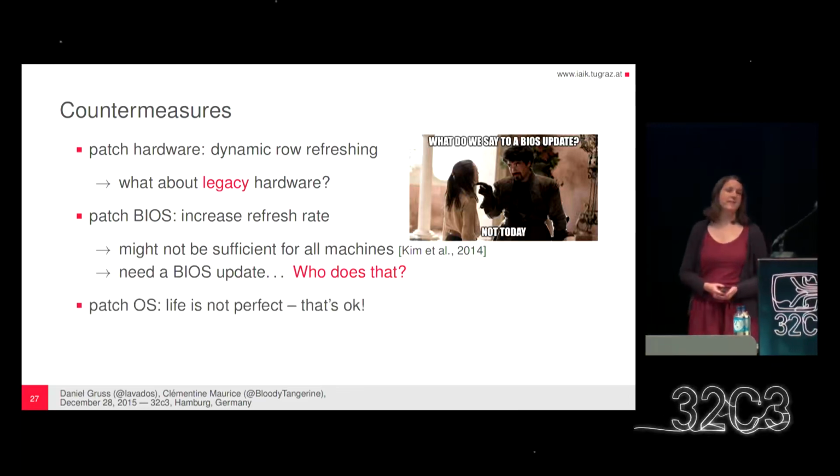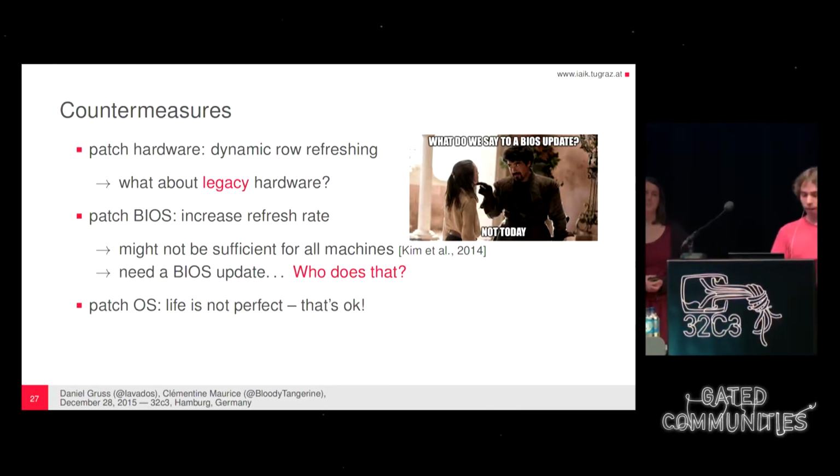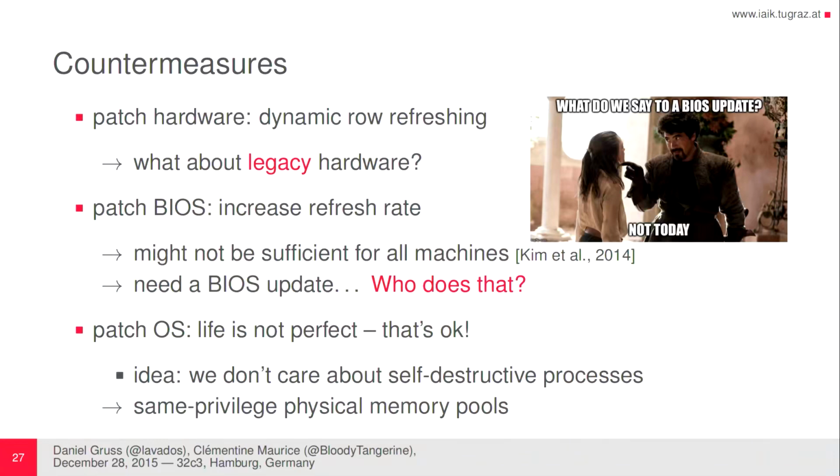Okay. We had another idea because we want to find something against the problem. And one idea that we had was, while we were hammering all the time and had no bit flip that was exploitable, we thought, okay, life is not perfect. That's okay. What if we just say, we don't care about these self-destructive processes that have bit flips in their own memory. We just have to prevent that they have bit flips in memory that has a different privilege level or memory of other processes. We just have to prevent this. And if we can prevent this, then we can prevent any Rowhammer exploits. And that's okay. Let's say Rowhammering is okay as long as you cannot exploit it.